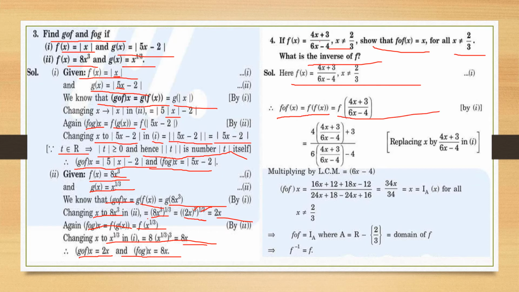Now FOF of x is f of fx, like f of this complete term. Now in place of x in fx, put 4x plus 3 upon 6x minus 4, here it is plus 3, plus 6 times this complete f, and minus 4, right? Now replacing x by 4x plus 3 upon 6x minus 4 in the original fx, you have to take the LCM, and when it is solved you'll get x, which means it is the identity function of x, right? For all x not equal to 2 by 3. So that means FOF is I of A. Where A is R minus 2 by 3, which is the domain of the function. So that means f inverse is f itself.